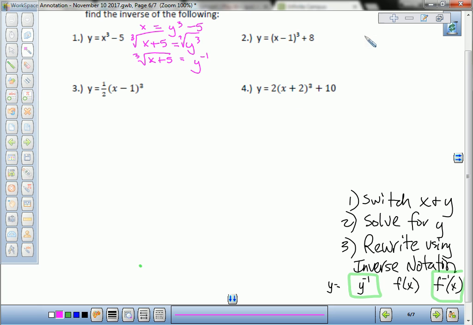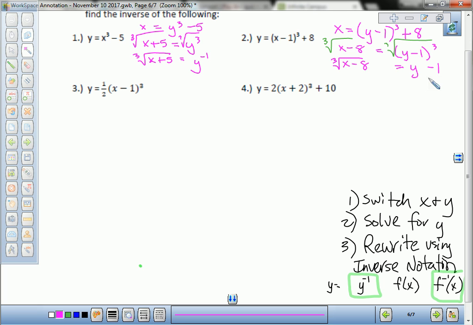Okay, let's move on to number 2. Follow the same steps. Switch the x and y. Now this time, y is grouped in these parentheses. So I'm going to move the 8 first. And then when I take the cubed root over here, what I end up doing is basically freeing up these two. The cube and the cube root cancel, so that what I'm left with on this side is now y minus 1.